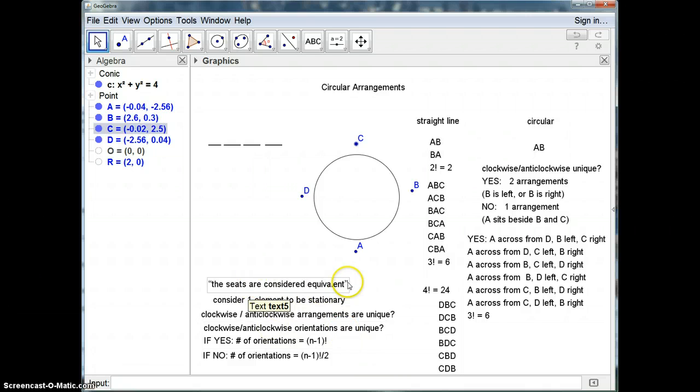So here's your sort of flow chart for dealing with these questions. I'll put a test question underneath this one as a practice, and hopefully you guys can do that one to practice and make sure you understand circular arrangements.